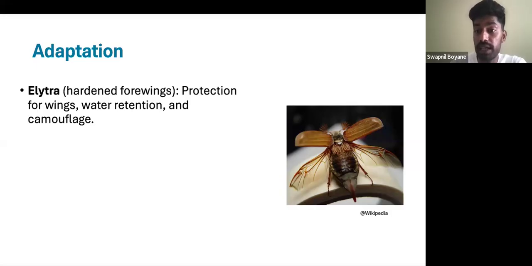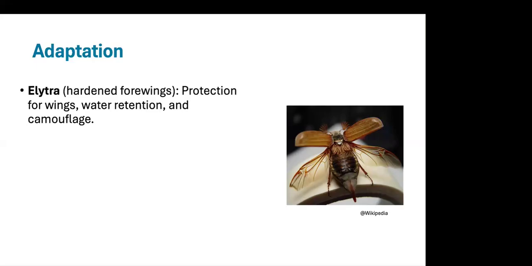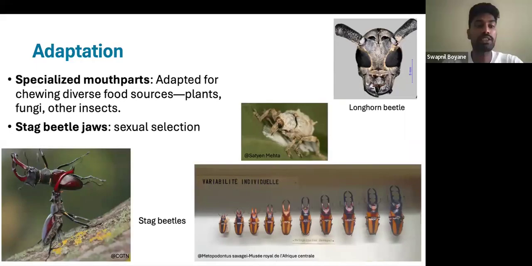So when you see flying beetles, they do not fly with the elytra. Elytra is just the outer covering that covers the body as well as the wings. And next we have the specialized mouth parts.